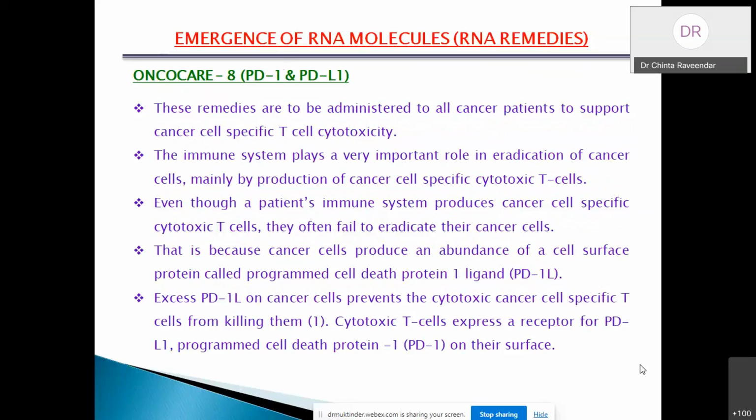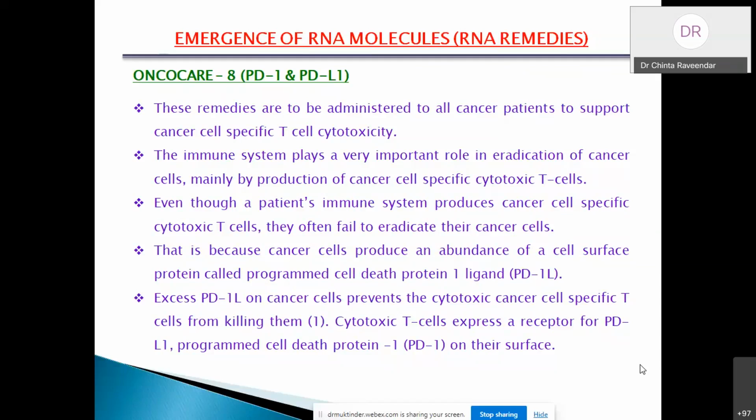Next. Now coming to the last but one, another one is OncoCare 8 that we put. So for these remedies, there are PD1 and PDL1. How beautifully they are associated with protection and development of cancer. You will wonderfully appreciate it, I think. So these I will share. These remedies are to be administered to all cancer patients to support cancer cell-specific T-cell cytotoxicity. See, we were talking about radiation and chemotherapy from one angle, but our own immune system has cytotoxic T-cells which directly go and kill the cancer cell. See, if this is wonderfully developed, who will prefer other therapies which have a lot of side effects and negative effects?